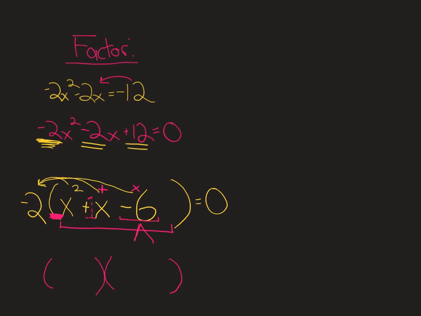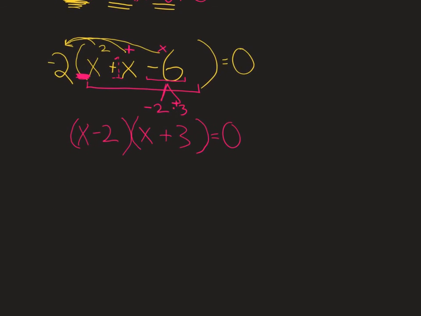So what numbers could I use? 2 and 3 seems the obvious case. And if they need to multiply to a negative, the signs will be opposites, like 1 positive, 1 negative. And since they add to positive 1, I'll make the 2 negative, the 3 positive, and now they'll add correctly and they'll multiply correctly. So I've got an x minus 2 and an x plus 3.